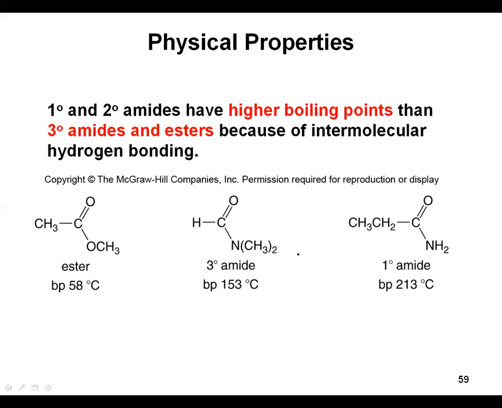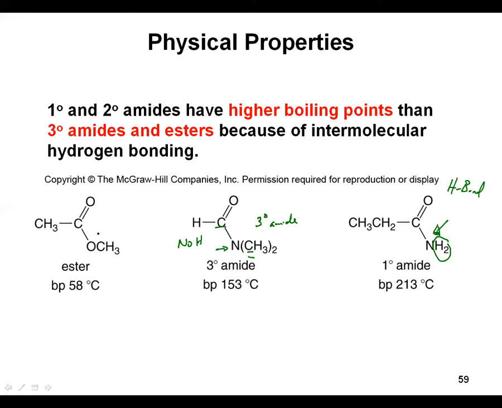Let's just talk about some properties of them. Primary and secondary amides have higher boiling points than tertiary amides and esters. And again, it has that ability to hydrogen bond here. So here's our primary amide. It's got those hydrogens that allow that hydrogen bonding to occur. This is our tertiary amide, which again has 1, 2, and 3 carbons attached. No hydrogen is attached directly to the nitrogen, and again, it lacks that ability to hydrogen bond.